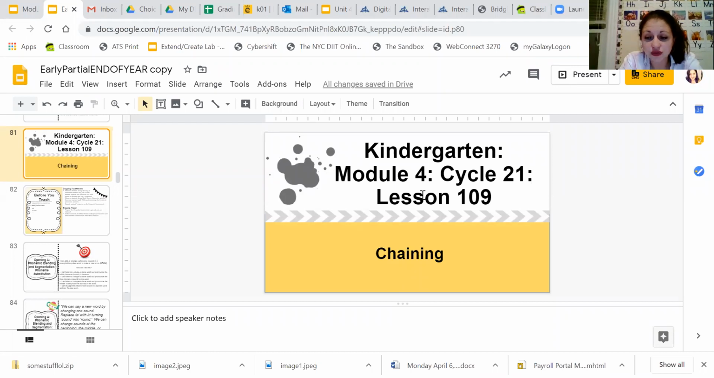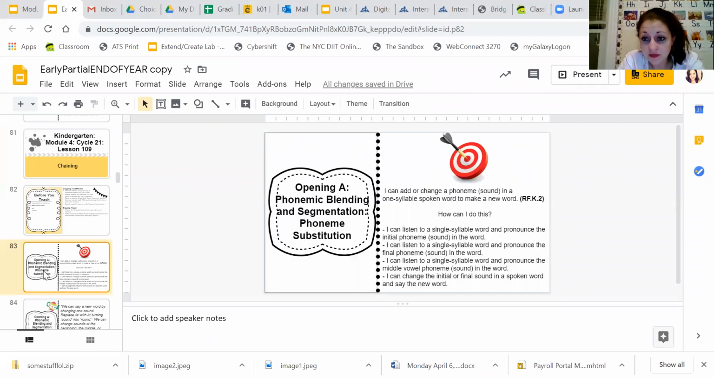So we are actually on lesson 109, and we are going to do some chaining again today. And I know you guys know this, but we're going to do some different words, and we're going to have fun with it. So remember, chaining is where we change the different sounds at different parts of the word to make new words. Okay? So if you could take aim, I can add or change a sound in a one-syllable spoken word to make a new word.